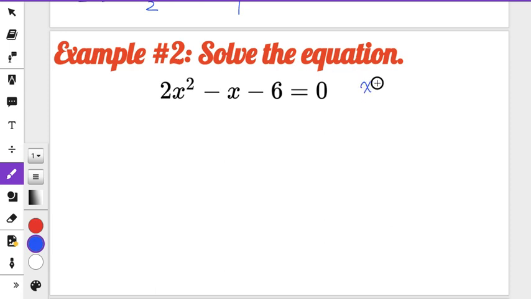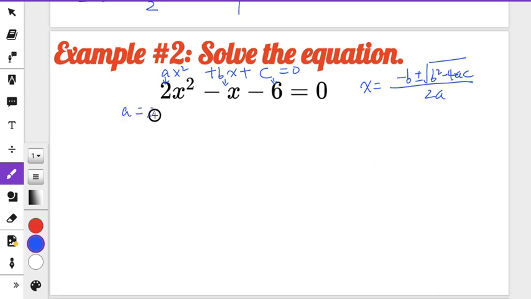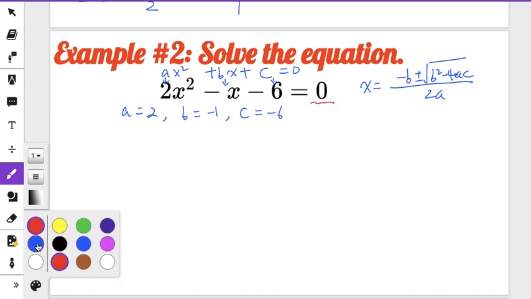Again, let's write down the formula so it can always remind us how to use it, and you can always use this to try to see if you can memorize it. As we mentioned before, it's always good to start by writing down the standard form of quadratic equations so you can compare what your A, B, and C are. In this case, A is 2, B is -1, C is -6. And since there is a 0 here, nothing needs to change.